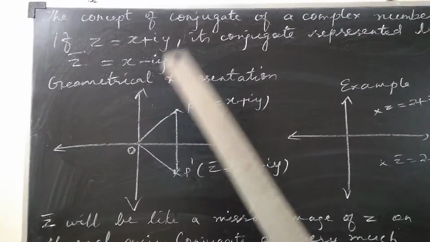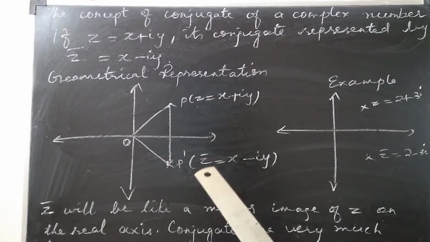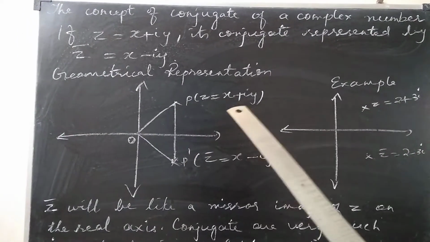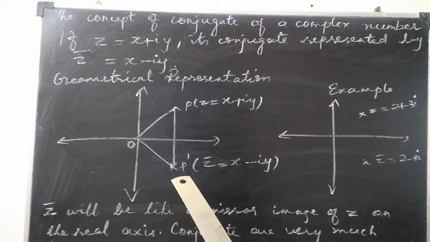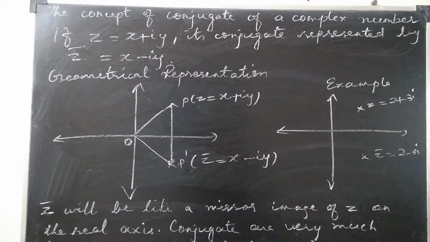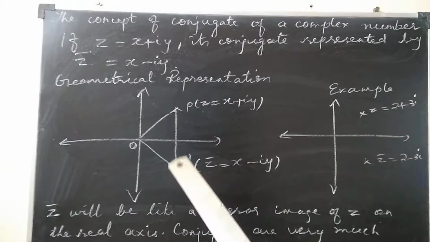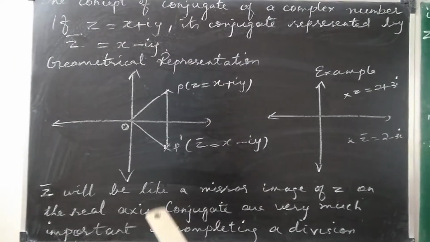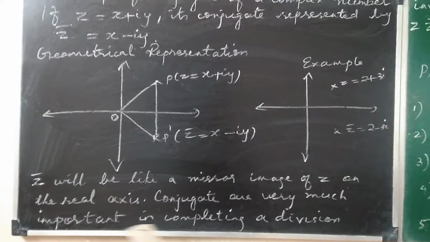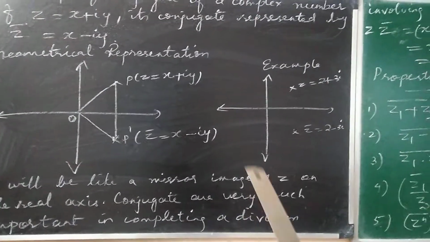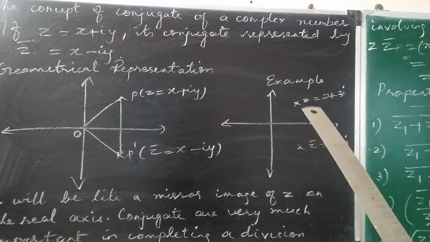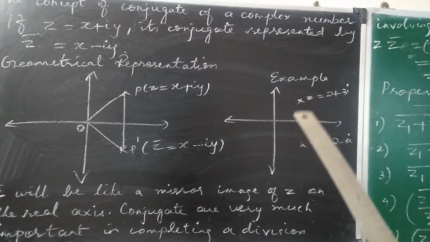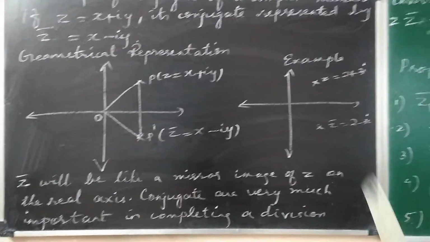So first we will see how a complex number and its conjugate will look like in a geometrical representation. So if you mark P as z, x plus iy, then P dash will represent z bar, which is x minus iy. So you can see that z bar will be like a mirror image of z, which is a reflection on the real axis. So why conjugates are very important, we will go into that. And before that we see one example. Suppose 2 plus 3i is z, then z bar is 2 minus 3i. You can see how it will be like a reflection.